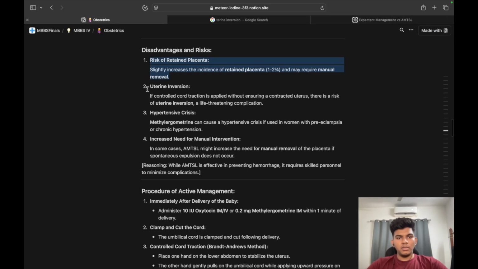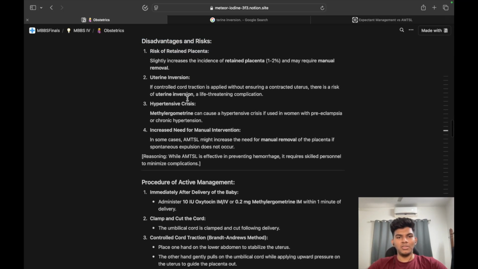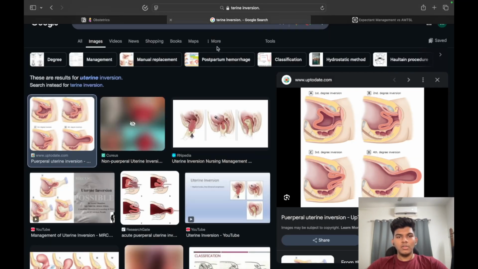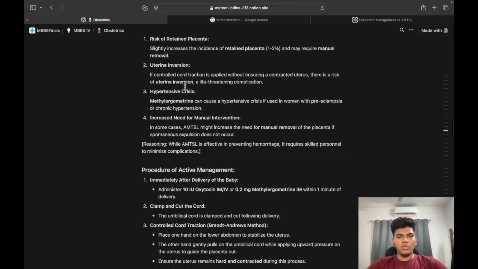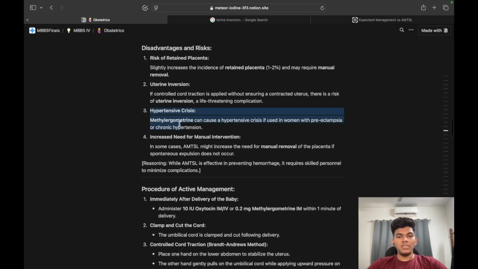Yeah, coming back, uterine inversion. Should we go into it? No, we are not, because I feel I heard somebody discussing this the other day, so I thought I needed to read about it. So I just read. Yeah, coming to uterine inversion, we have already seen the degrees of uterine inversion: 1, 2, 3, 4. I doubt we need to go more in depth.